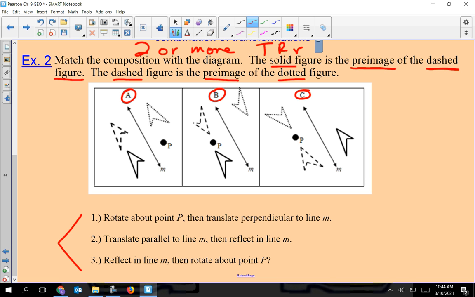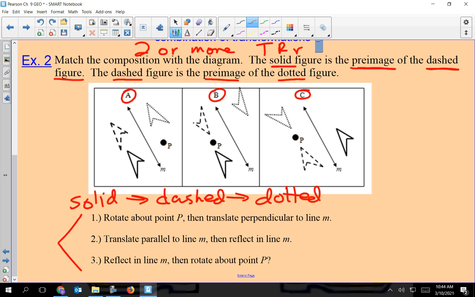So I'm going to rotate. Now remember, I'm starting with the solid, okay? And then I'm going to dashed, and then I'm going to dotted, okay? So just keeping that in mind, I'm going to rotate around P and then translate it perpendicular to line M. So I'm going to turn it counterclockwise around P and then translate, which means I'm going to shove it perpendicular to line M. So it means I'm going to cross it at a right angle.